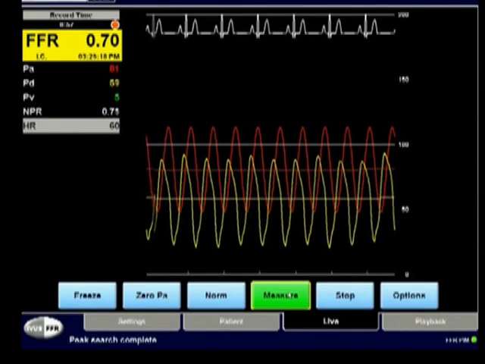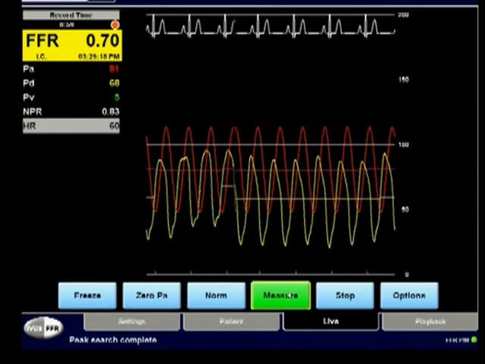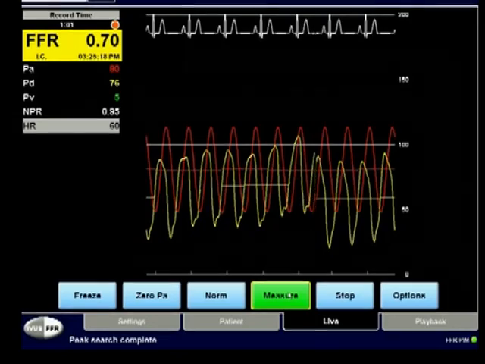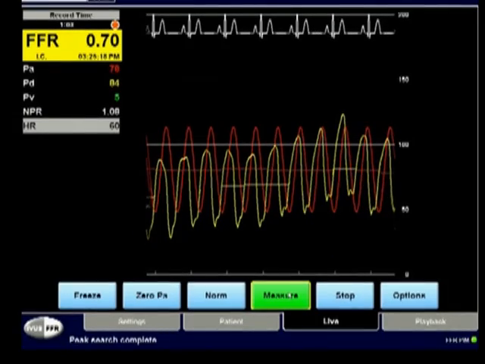This is a pressure tracing to look at the gradient, and 0.7 is the FFR in this patient. This patient we did a stenting.